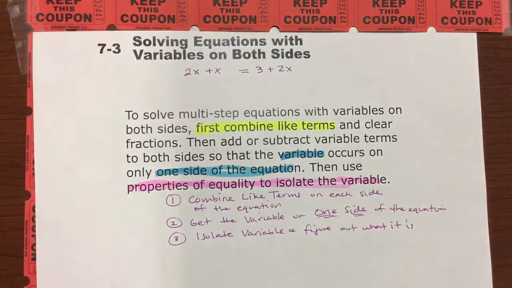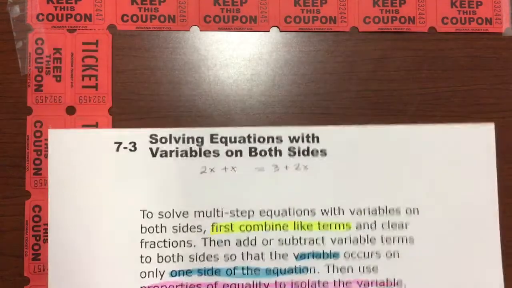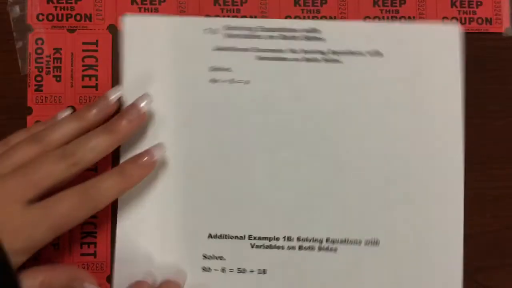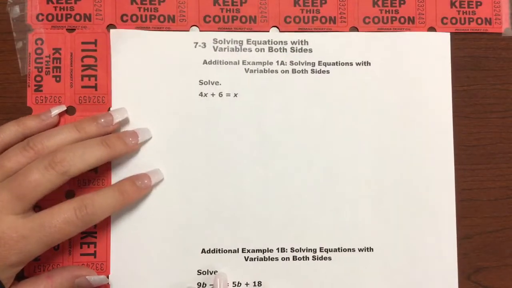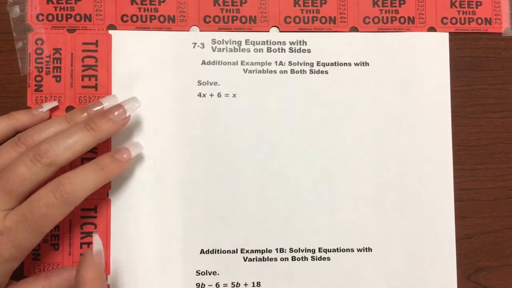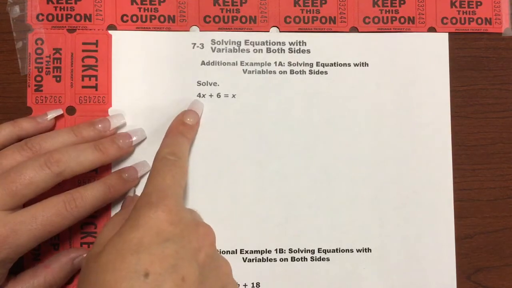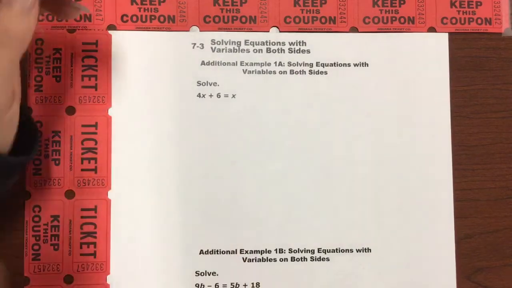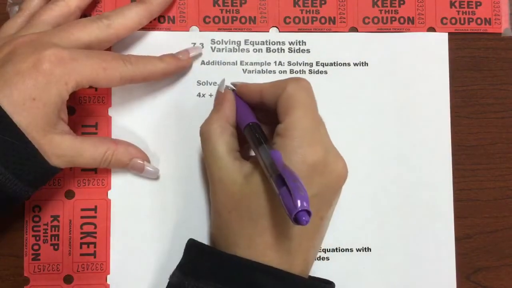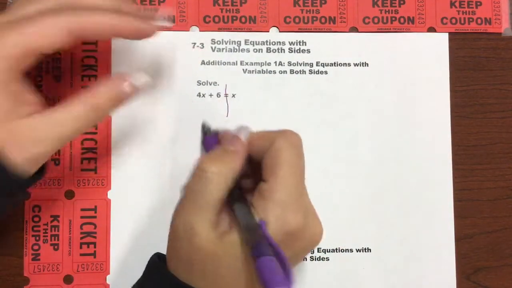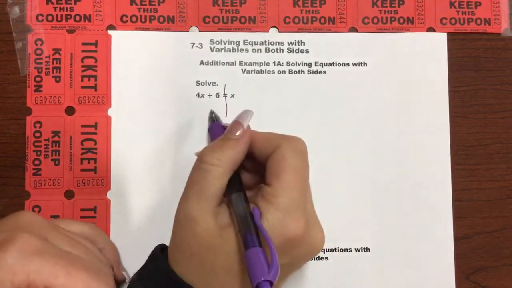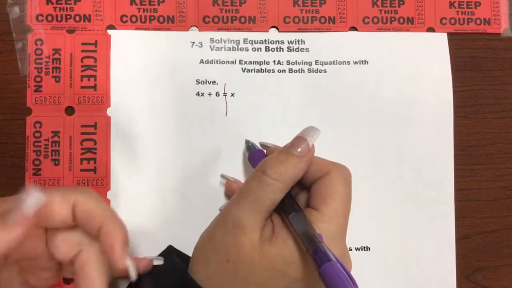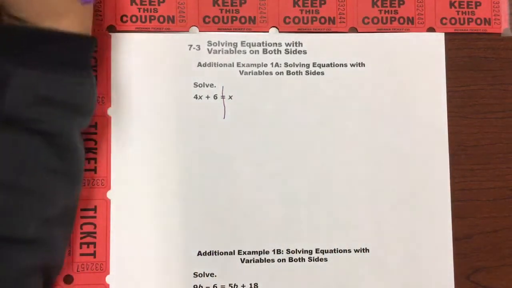Okay, so let's go ahead and practice this. So example 1A looks like this. All right, and we are going to solve. If you see, there's a variable on this side of the equation, and then there's a variable on the other side of the equation. So first it says to simplify. So I'm looking on this side of the equation. Is there anything I can simplify? Nope, it looks pretty simplified. What about on this side? Nope, looks pretty simplified.